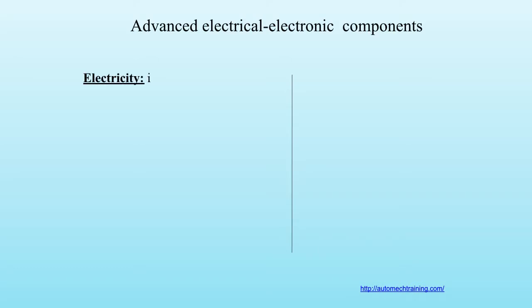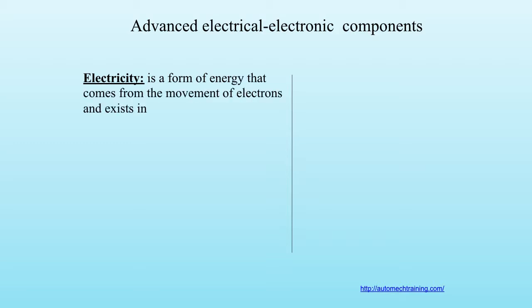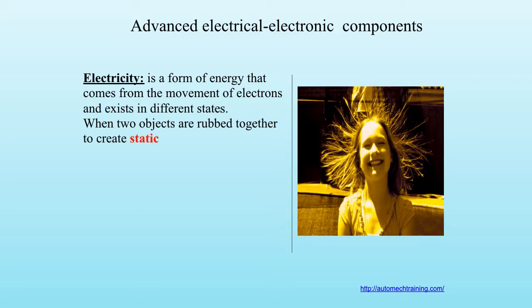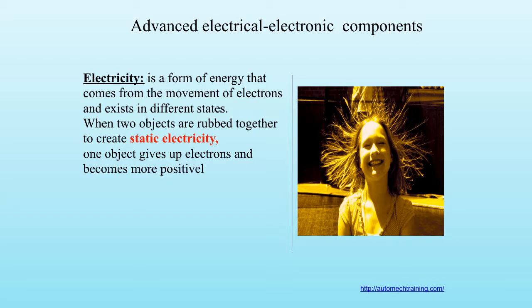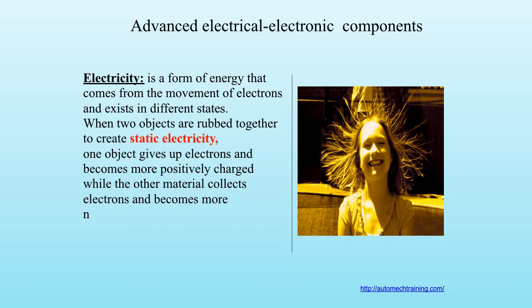Electricity is a form of energy that comes from the movement of electrons and exists in different states. When two objects are rubbed together to create static electricity, one object gives up electrons and becomes more positively charged, while the other material collects electrons and becomes more negatively charged.